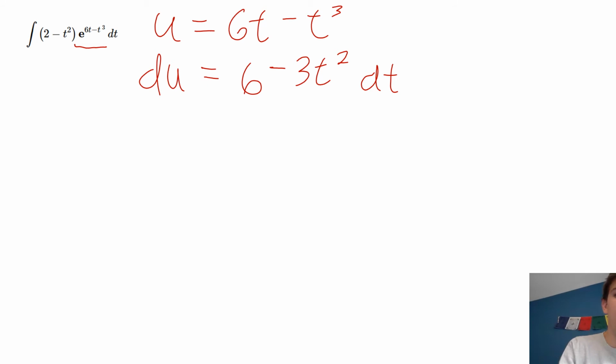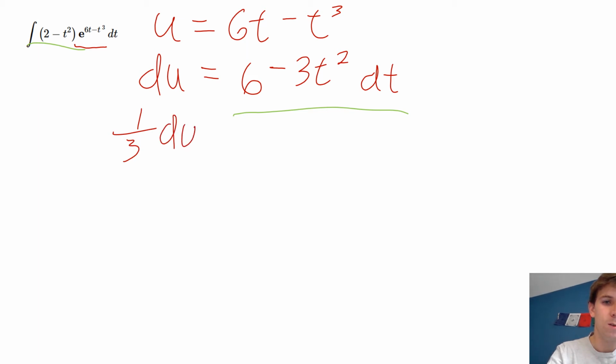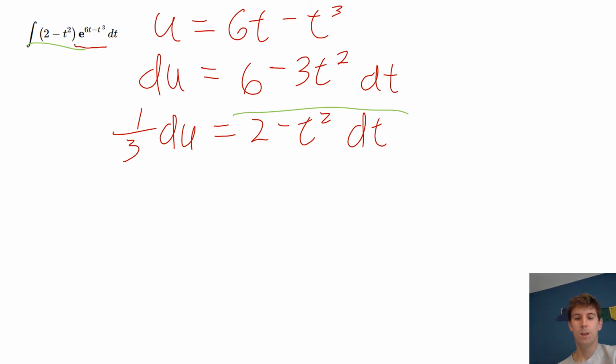Once again, we're going to try to make this section here look like what we have here. A very easy division again. 2t minus t squared times 3 would get us what we have right here. So I'm just going to divide the whole thing by 3. So it'd be 1/3 du equals 2 minus t squared dt. And now I'm set. Now I just need to get my integral all in terms of u.